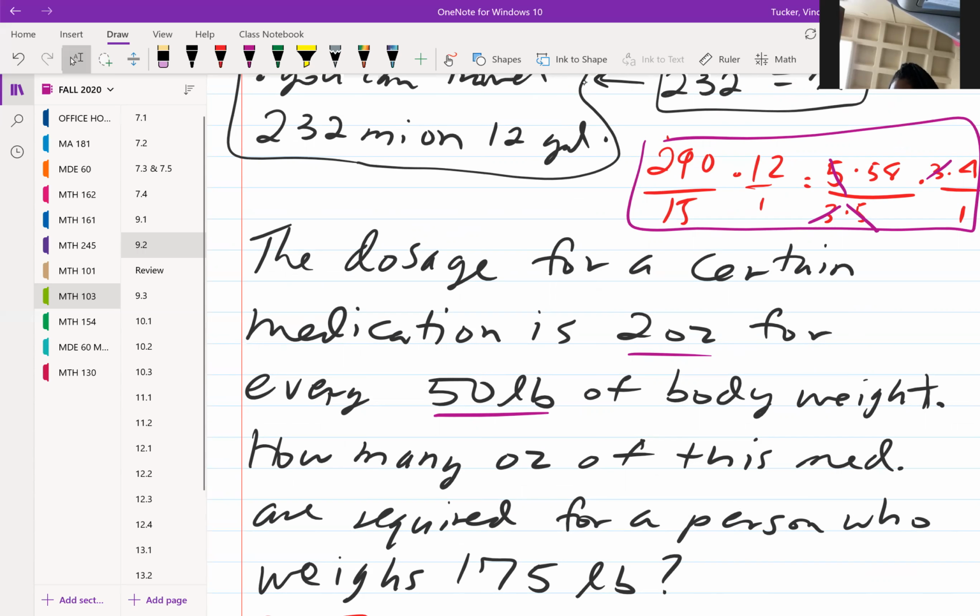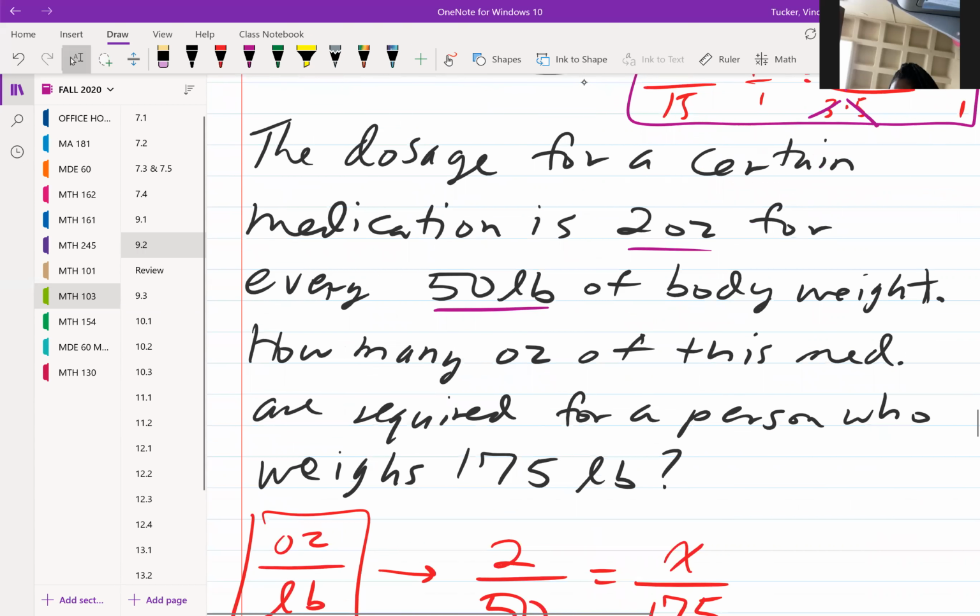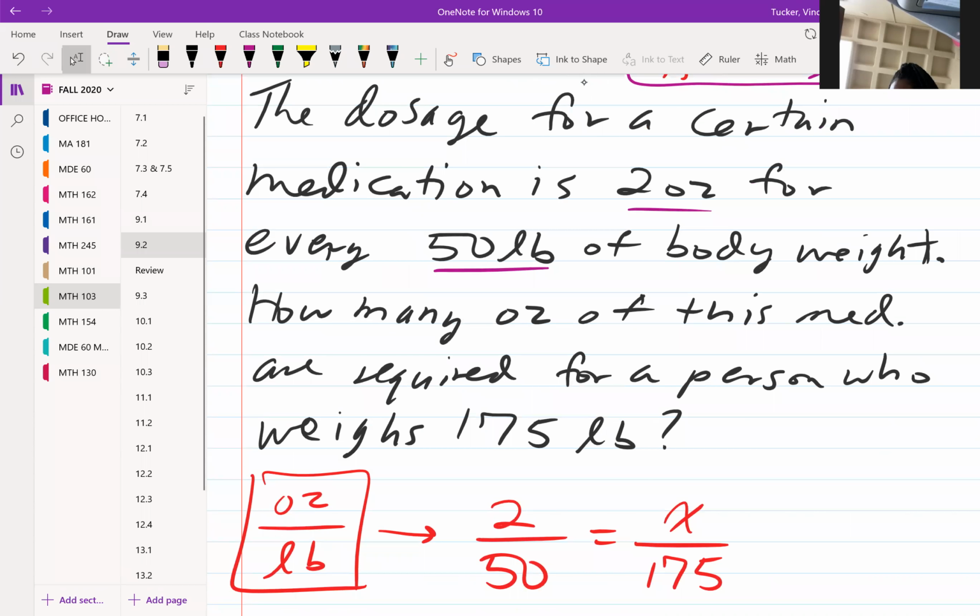All right. So once again, you want to establish how you're going to set up your proportion, how you're going to set up each fraction in your proportion. I decided to do ounces over pounds. So I have 2 ounces for every 50 pounds. So that's the first ratio.